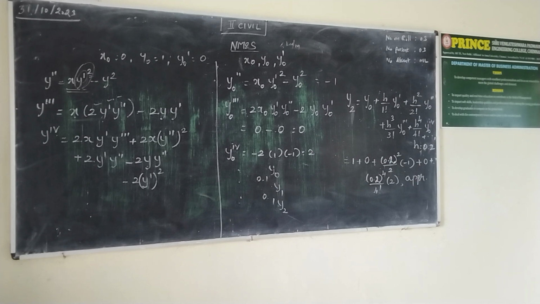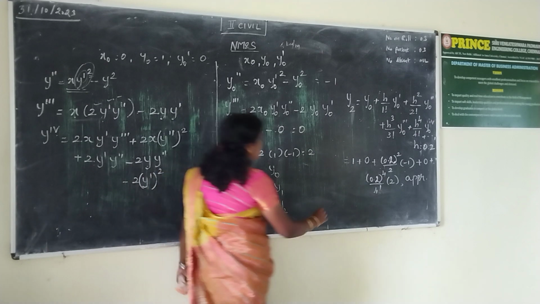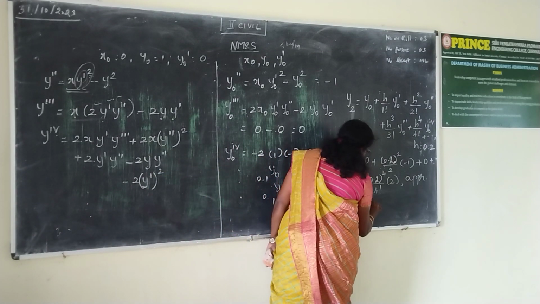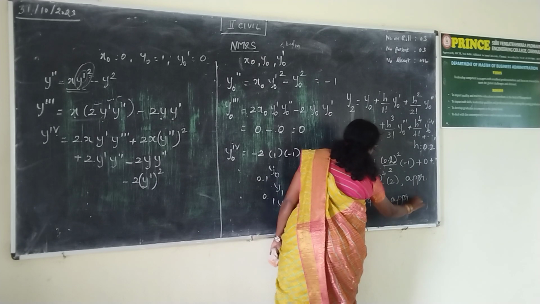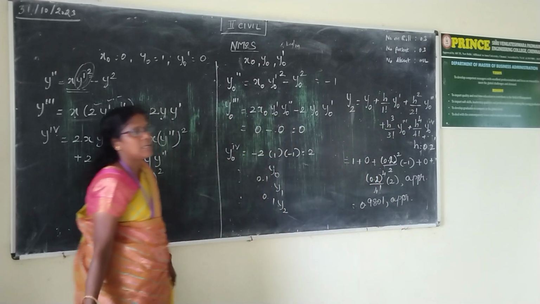Zero point 980. Correct. 0.2 power 4 into 2 divided by 4. Everyone getting the same answer? So your answer will be 0.9801.